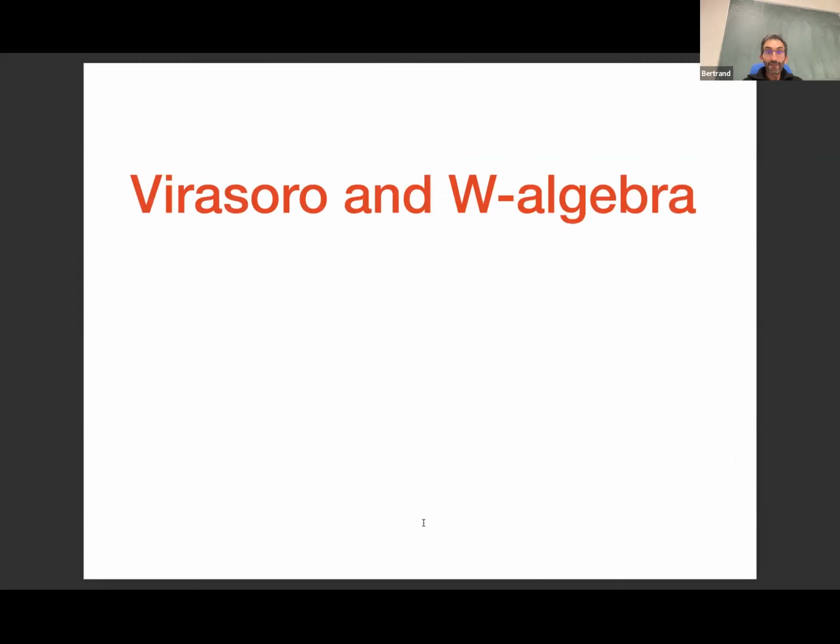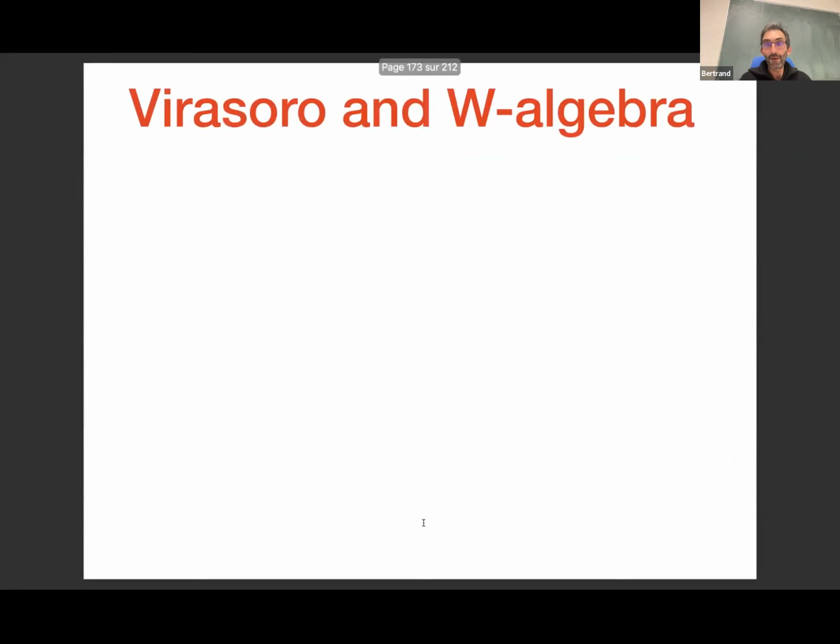However, this notation is very useful if you want to study how the Virasoro and W algebras appear. I see that I'm close to the end of my time, but I'm nearly finished. I have two slides, basically.